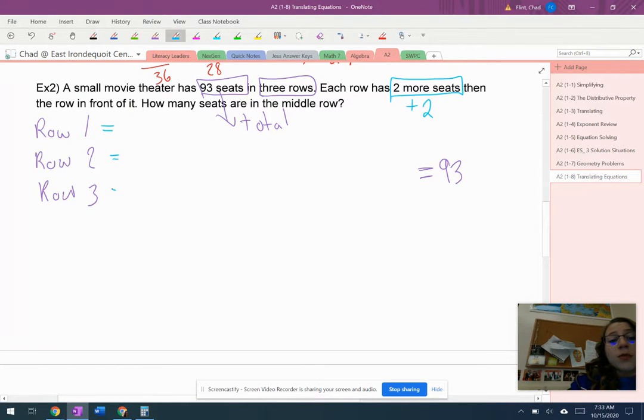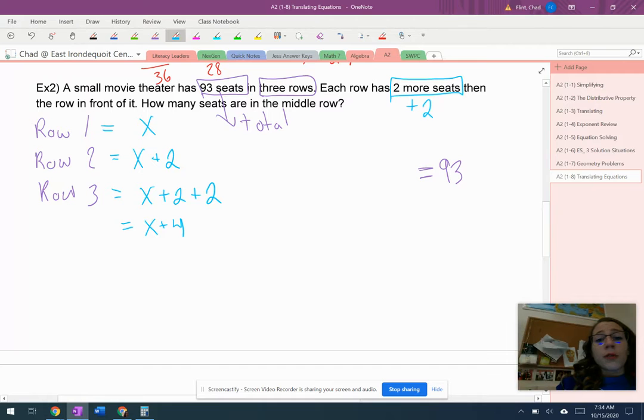Okay. Well, if we think about the starting row, the first row would be row 1. So row 1 would be our x, because remember, there always has to be just a plain old x. Each row has 2 more seats than the row in front of it, so if row 1 is x, then row 2 is going to be x plus 2. And for row 3, it has 2 more seats than the row in front of it, which would turn into x plus 4.